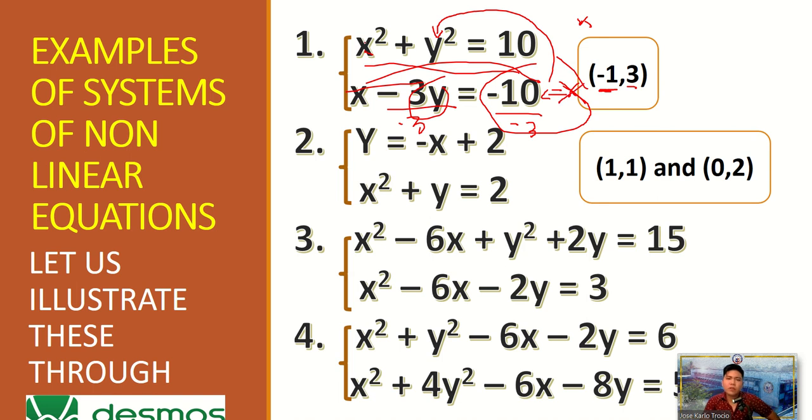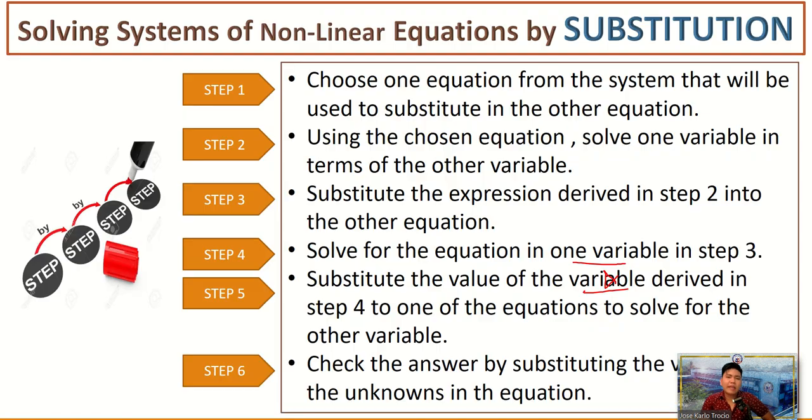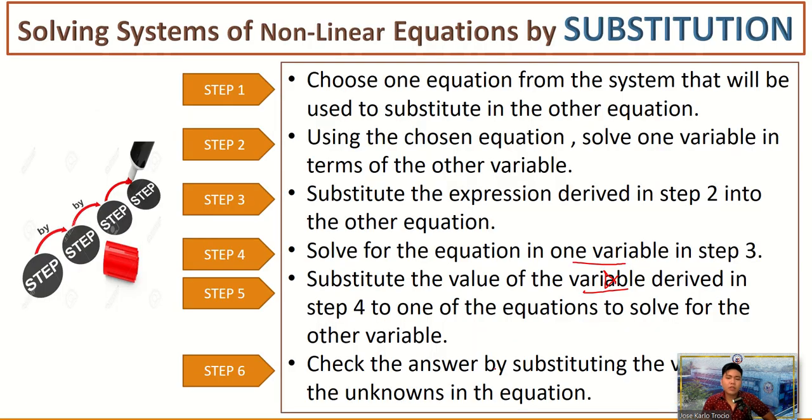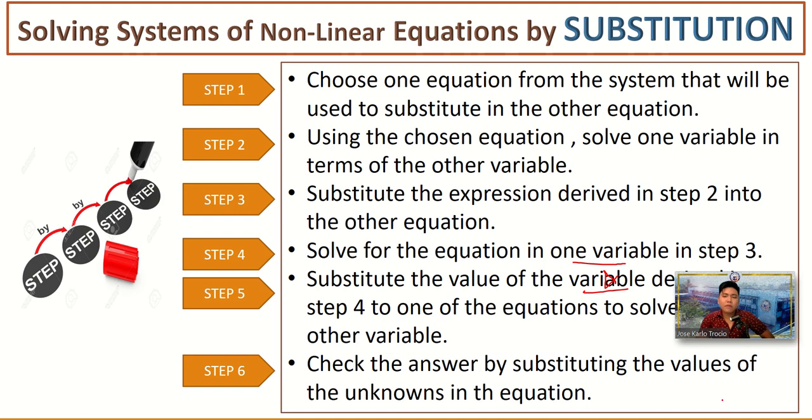Example, -1 substitute to x, that is now -1 squared, that is still 1, plus y squared is equal to 10. So 1 substitute to the other side, that is -1. 10 minus 1, that is 9. Y squared is equal to 9. That is y is equal to 3. That is how you do it. Okay, so this is just a very simple example. So we are going to have the example later on. And to see if they are really balanced, we're going to check the answer by substituting the values of the unknowns in the equation.